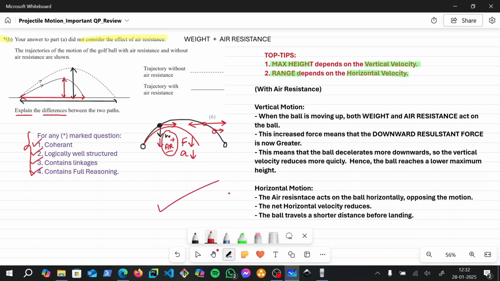So that was all for this question. It was a very unique question for projectile motion. So make sure to have your concept and your content points really clear inside your head.